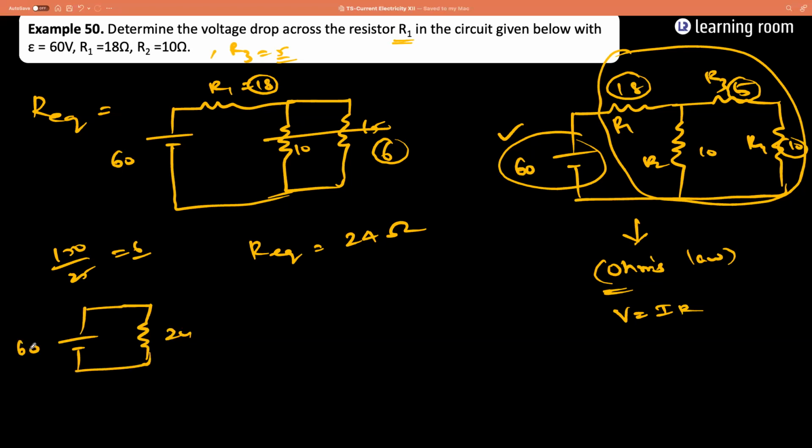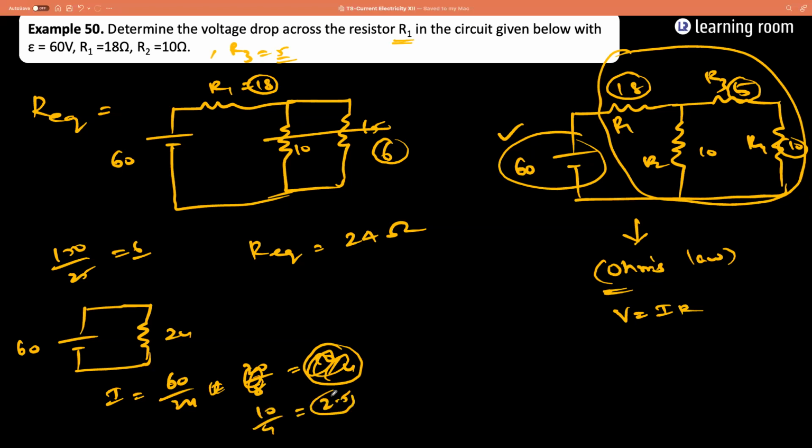24 and this is 60. So I is equal to V by R, 60 divided by 24. 20 by 8 or 10 by 4. Can I write it as 10 by 4? 10 by 4 is going to give me 2.5. So the current flowing is 2.5 ampere.